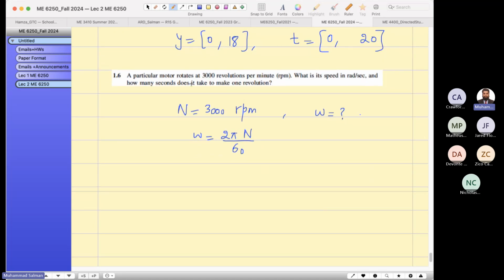And then it is asking you how many seconds it takes to make one revolution, like time period. Time to complete one revolution is the time period, and time period equals 2 pi over omega. So omega from here you will get 314 radians per second. When you plug it in over here, you will get 0.02 seconds. Can you verify this?